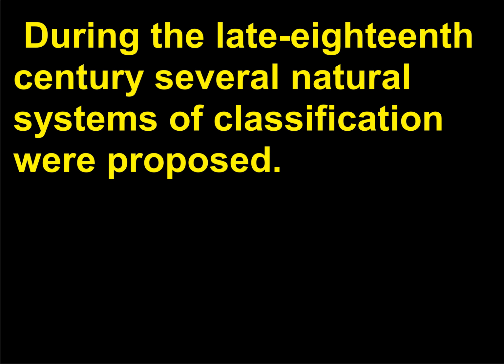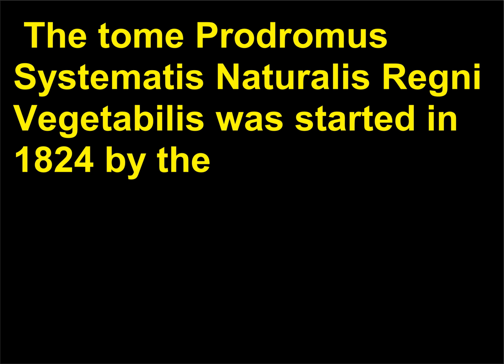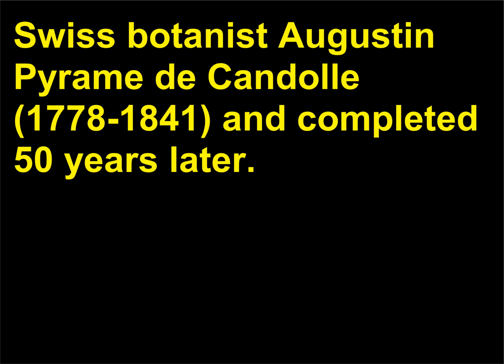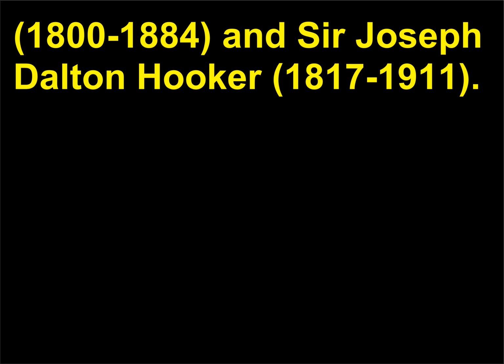During the late 18th century, several natural systems of classification were proposed. The French botanist Antoine Laurent de Jussieu, 1686 to 1758, published Genera Plantarum. The tome Prodromus Systematis Naturalis Regni Vegetabilis was started in 1824 by the Swiss botanist Augustin Pyramus de Candolle, 1778 to 1841, and completed 50 years later. Another Genera Plantarum was published between 1862 and 1883 by the English botanists George Bentham, 1800 to 1884, and Sir Joseph Dalton Hooker, 1817 to 1911.